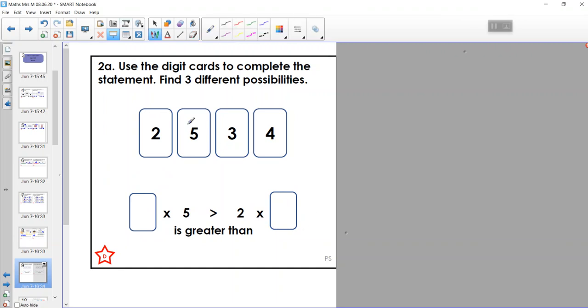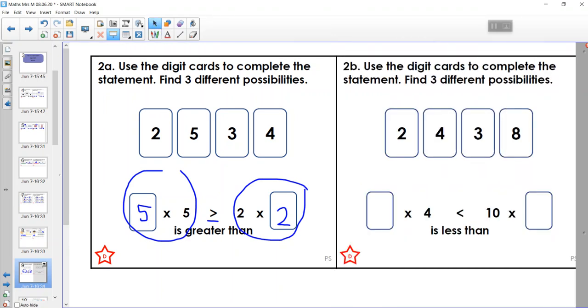I could put in here 5 times 5 is 25, and 2 times 2 is 4. So I've made some calculations where this side is always greater than this side. So let's have a look at the next one.